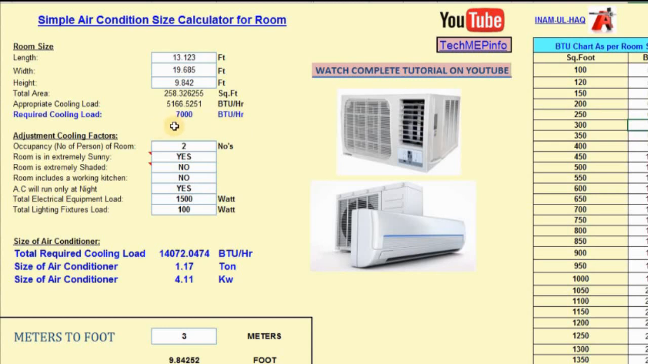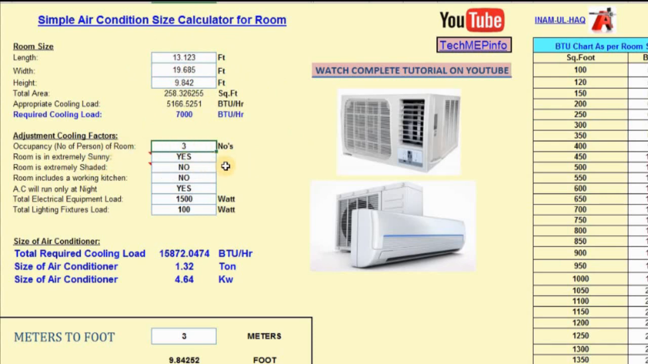The total area is 258 square feet. The approximate cooling load is 5166 BTU per hour, and the required cooling load is 7000 BTU per hour. If you check this table, 258 is around 300, and 300 corresponds to 7000 BTU. So 7000 BTU is required for an empty room, but we are not discussing an empty room here.